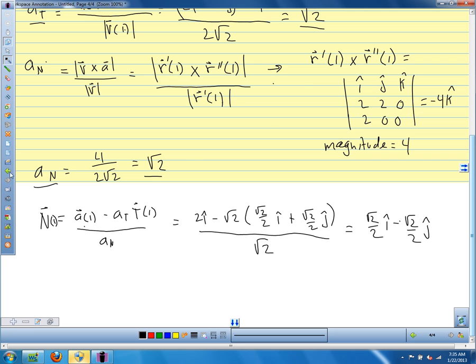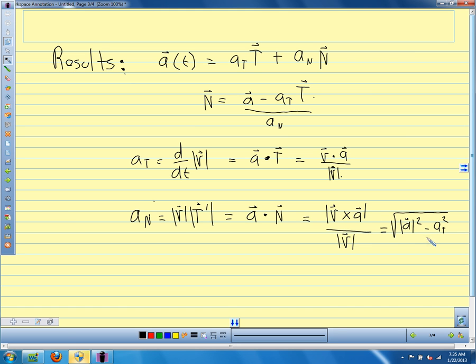Let me go back here really quickly. This expression for a sub n is often easier to calculate than this cross product. So don't forget about this nice little expression to find a sub n as well. A sub t is relatively easy because we're just doing a dot product, so a sub n comes from that pretty easily. And this is usually easier to calculate than our other expression for the unit normal.